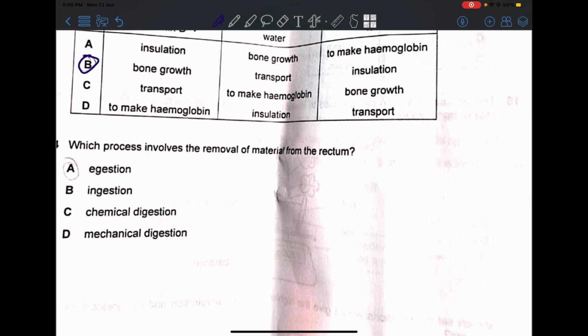Now, which process involves the removal of material from the rectum? Now we know this is removal of material. This is the egestion. So this is going to be A.